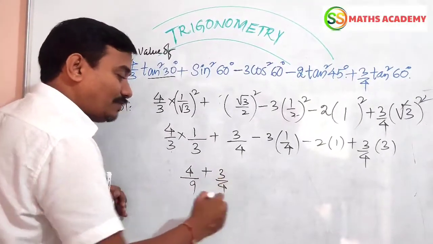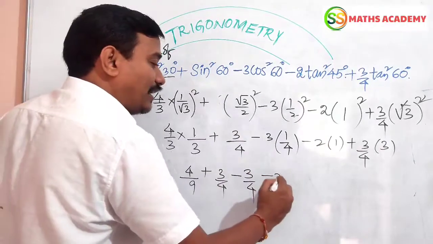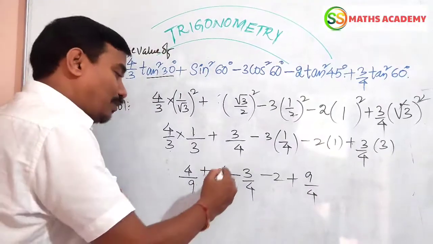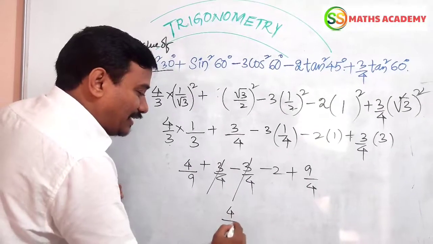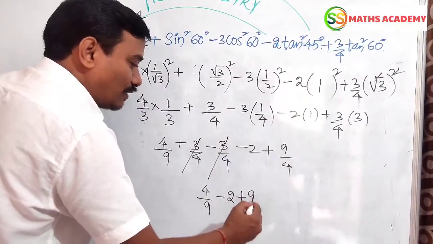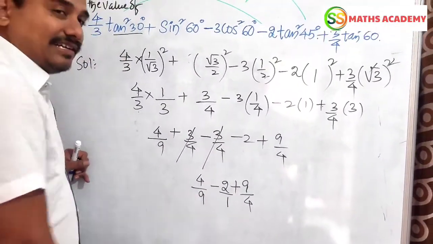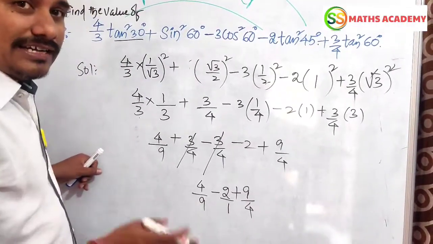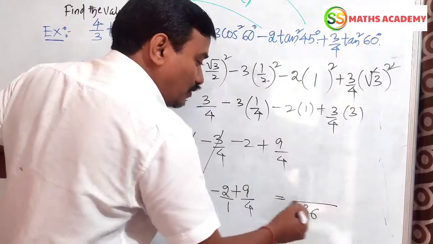Plus 3 by 4. You should write now, 3 times 1 is 3 by 4. Minus 2. 3 times 3 is 9 by 4. So plus 3 by 4 minus 3 by 4 get cancelled. Now the remaining terms are 4 by 9 minus 2 plus 9 by 4. Take the denominator of 2 as 1. Here we have to do the LCM of 4, 1 and 9. 4 and 9 are distinct numbers, so the LCM will be 36.